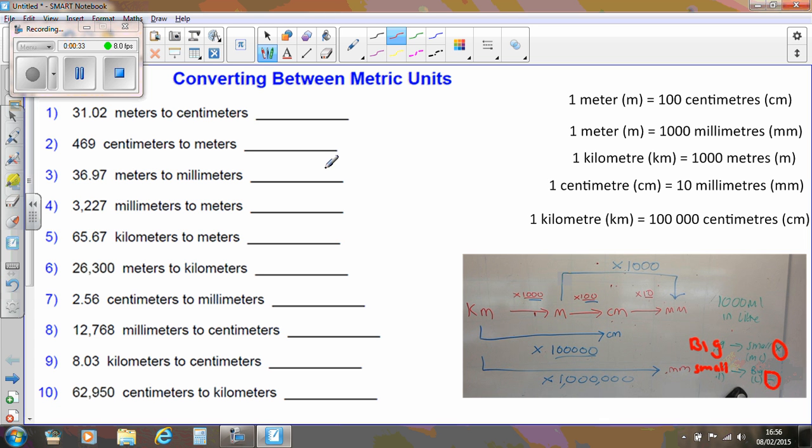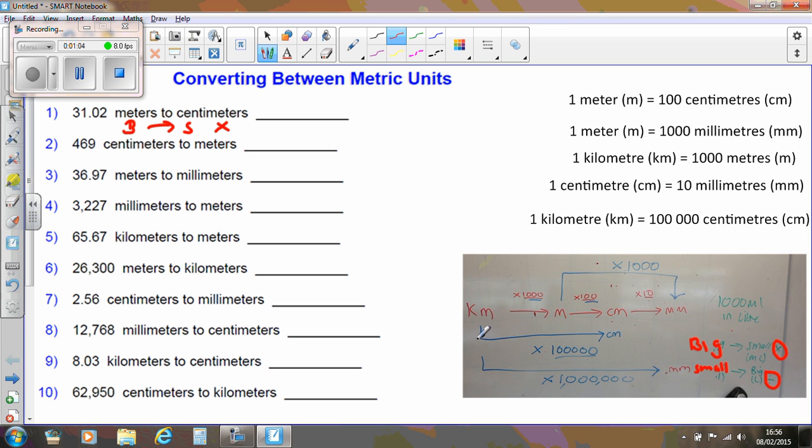So the first thing that we need to do is figure out if this is bigger or smaller than this. And actually, metres are a lot bigger. So we're going from big to small. So if we're going from big to small, we're timesing. So we need to do 31.02 times by however many centimetres are in a metre. Now if we have a look on here, it says there are 100 centimetres in a metre.